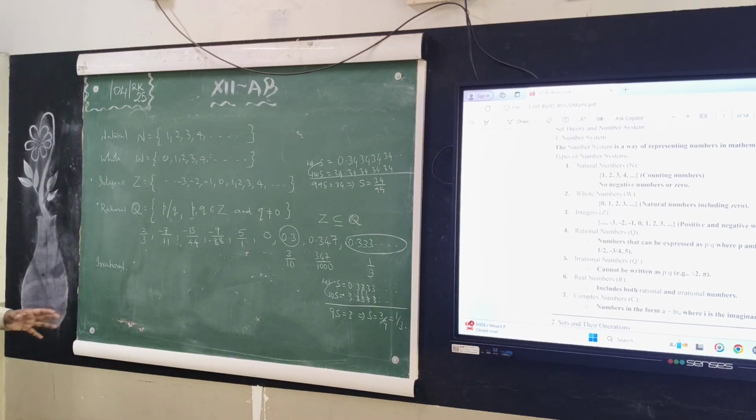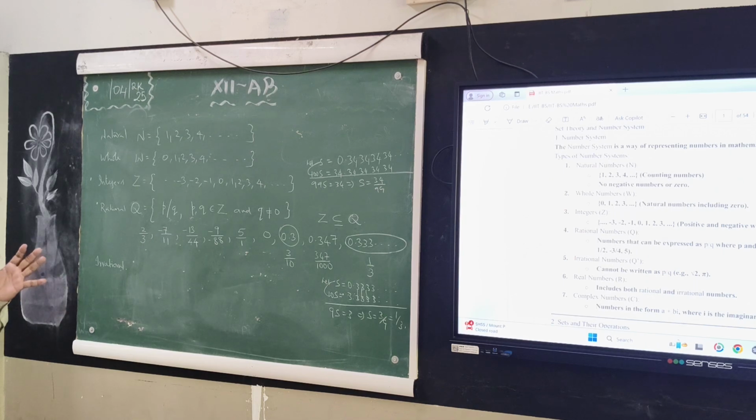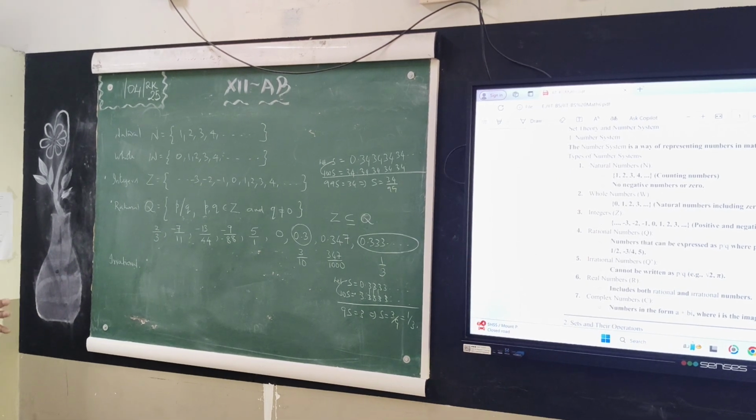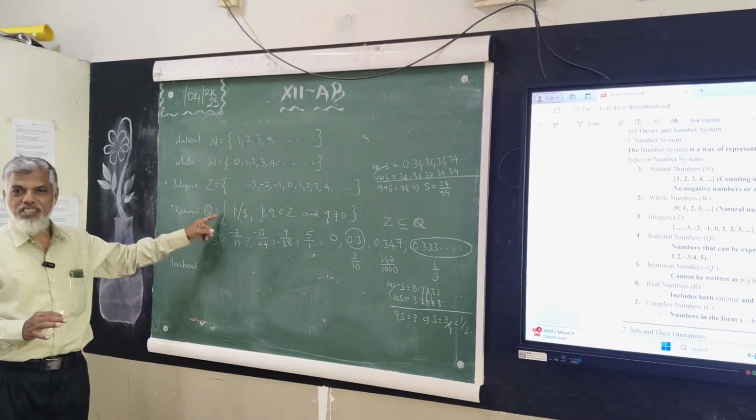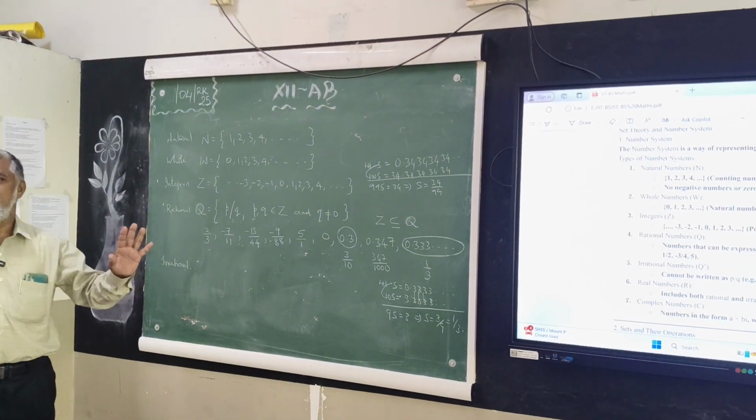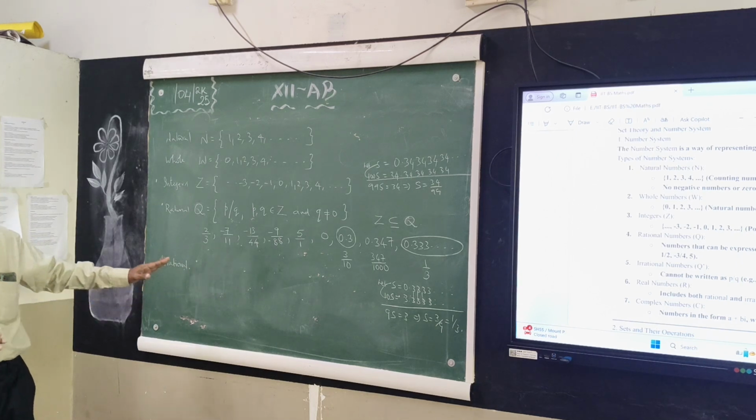So what does irrational number mean? It is not of the form p by q, where p and q are integers and q is not equal to 0. So exactly, if you put "not", it will become an irrational number. Okay, give an example of an irrational number.